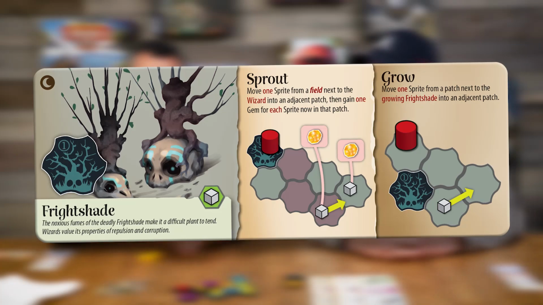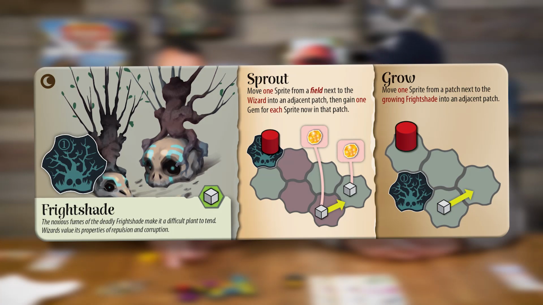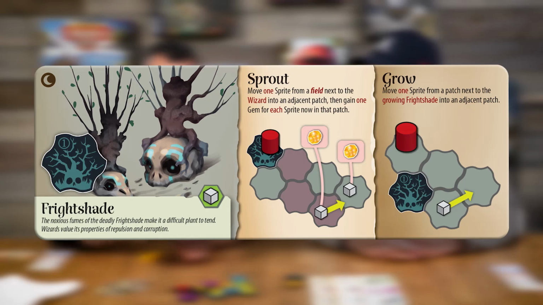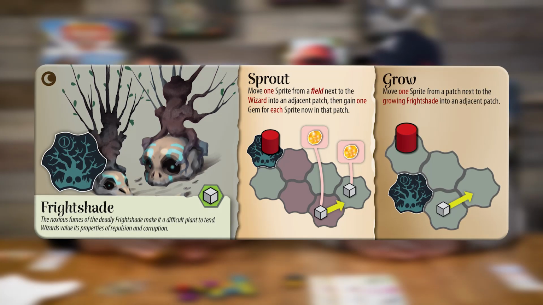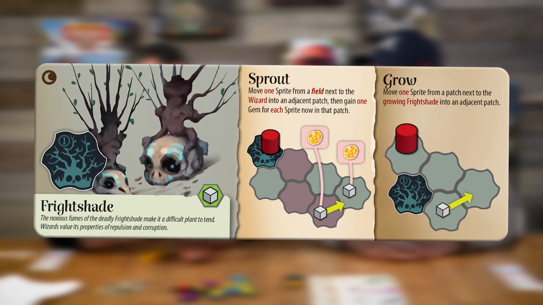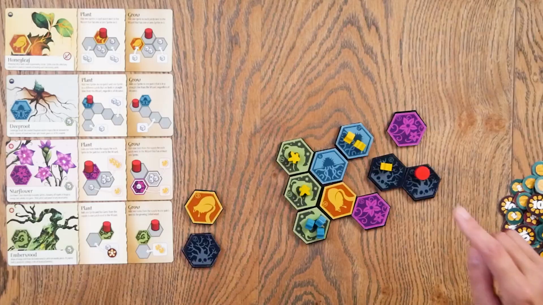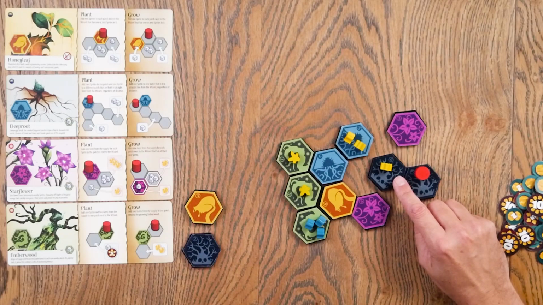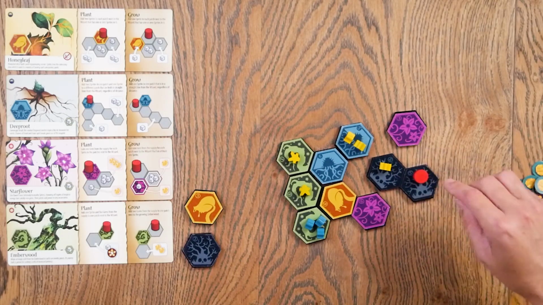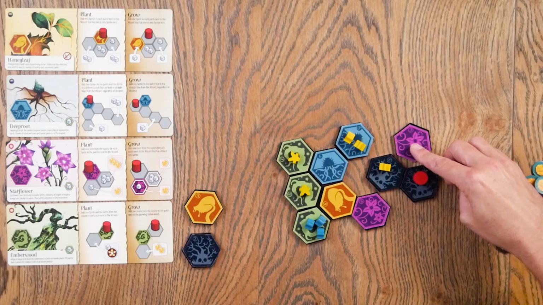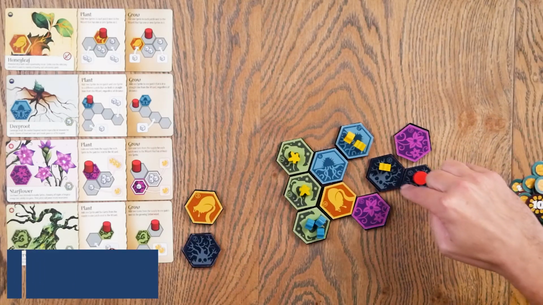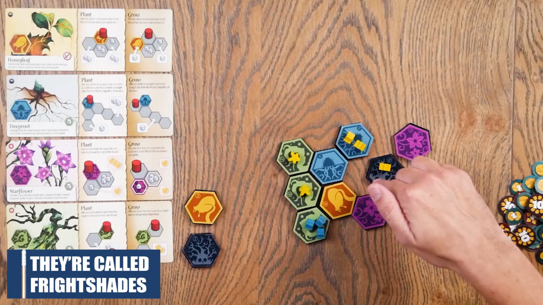And its grow ability is going to be something where you can change the board state quite a bit in terms of where the sprites are. The grow ability is to move 1 sprite from a patch next to the growing Fright Shade into an adjacent patch. And this is interesting because it's not next to the wizard, it's next to the growing Nightshade. So if there's a bunch of these together, I was actually able to find where you could place this and effectively use this Nightshade to move this guy off of this one, the next Nightshade to move this guy off of this one, and you're able to take your opponent off a bunch of those Fright Shades. Right. Or move yourself into or move them.